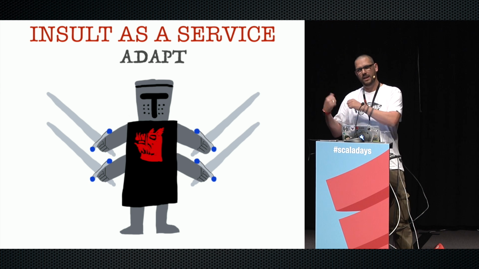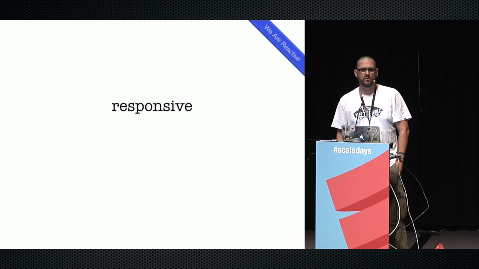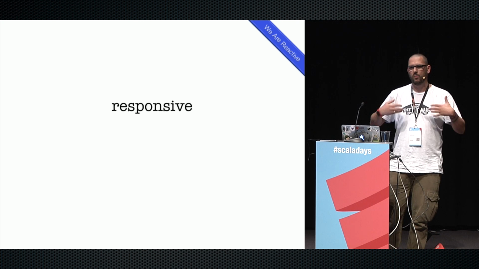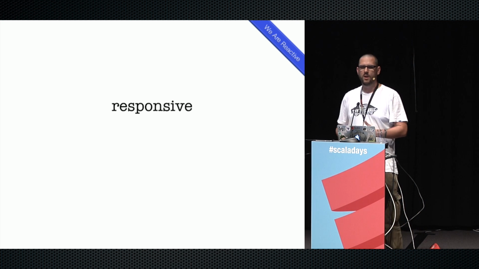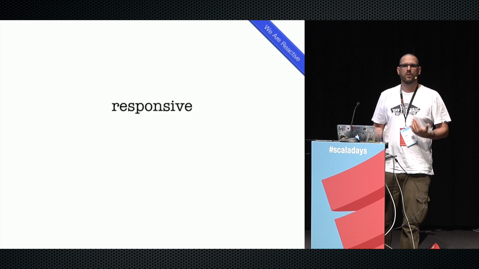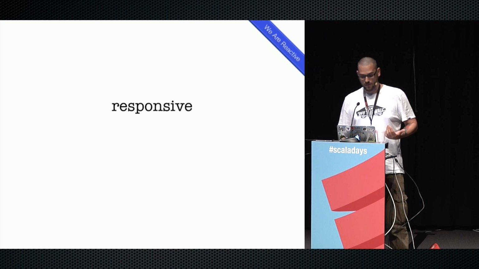Now, I was a little late with this funny painting, so other people already came up with a way better image of that, and that's the reactive manifesto. I hope most of you in here heard about it. So the core thing is staying responsive. Just as I said, if we want to keep on insulting as long as possible without anyone noticing that this or that part is missing from our system, how do we achieve that?